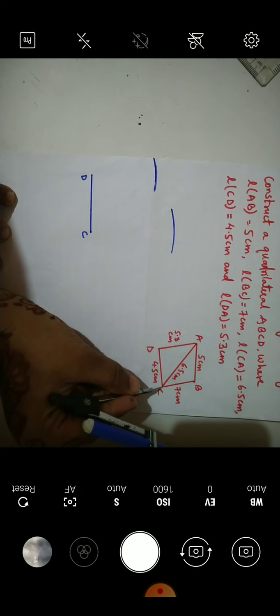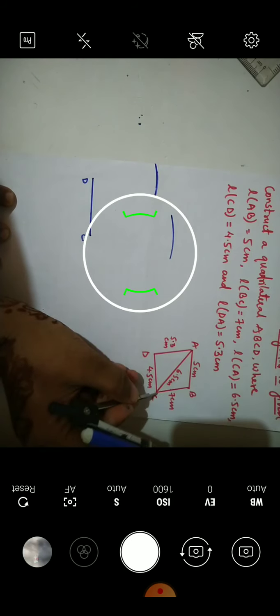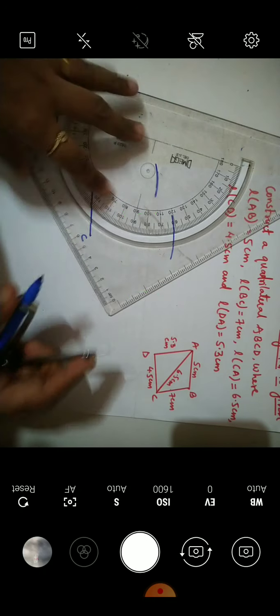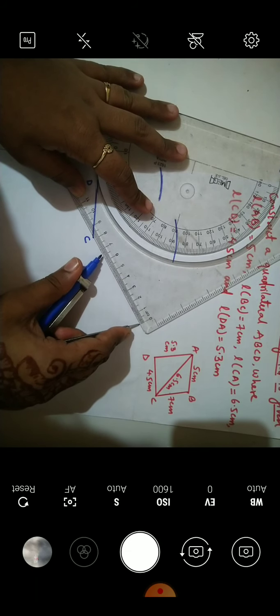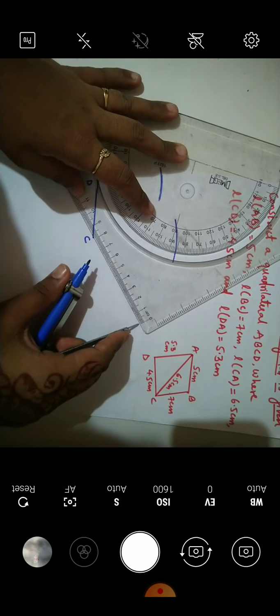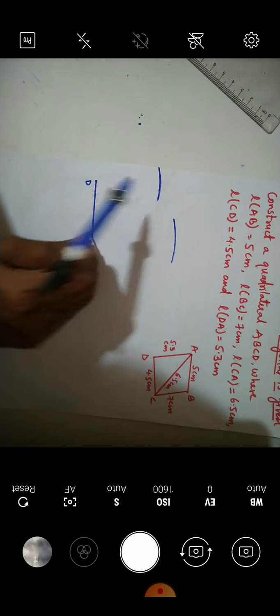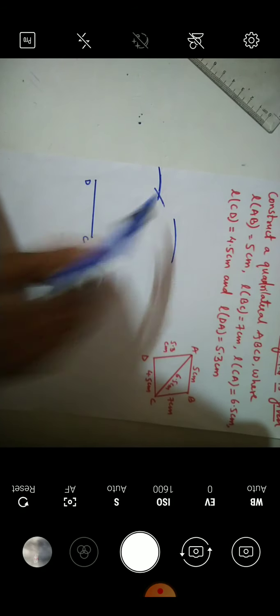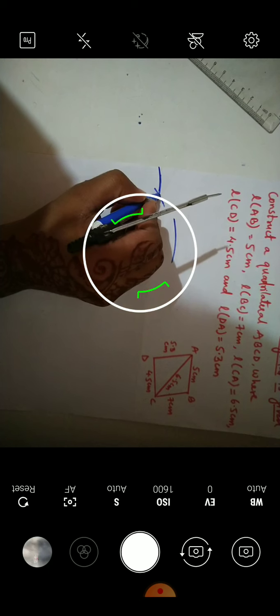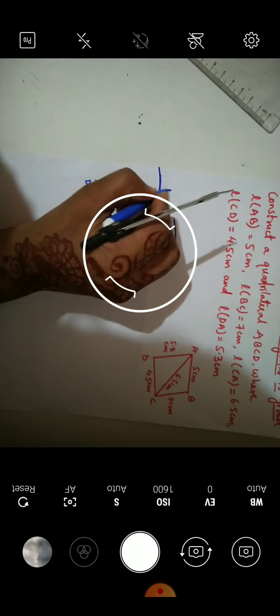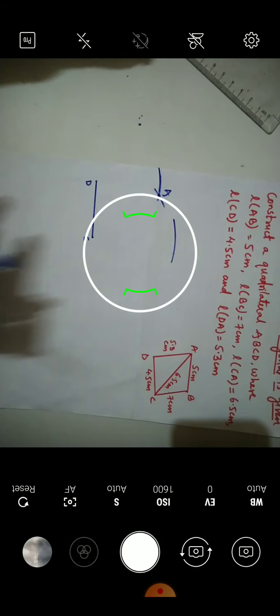Now as you can see here, the distance between C and A, or the length of CA, is 6.5. So I will take a distance of 6.5 here. This is 6.5. As the distance between C and A is 6.5, I'll keep the pointer on C and make an arc here. So here you can see a point of intersection where the two arcs are intersecting. This point would be point A. Okay, so I have got point A.